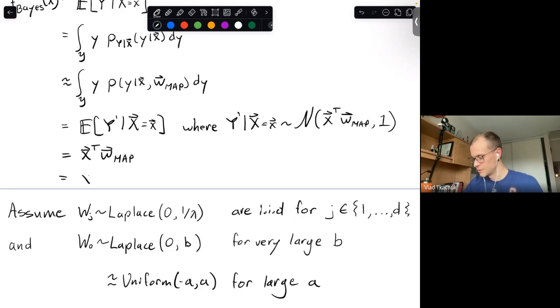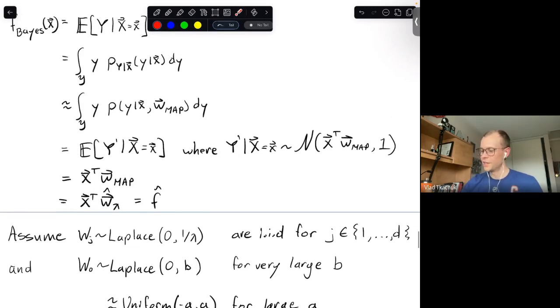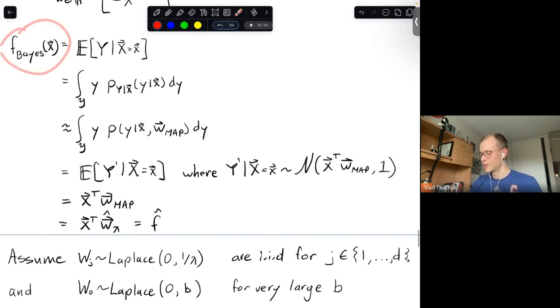But what we just saw was the same thing as this W hat lambda, which we talked about for the regularized solution before, which is like the predictor f hat. Okay. So we get that f Bayes, our approximation to it, is this f hat, where f hat is X transpose W map. And this is just the regularized solution that we saw before. Okay. So how did we get this, and what is the interpretation we have?